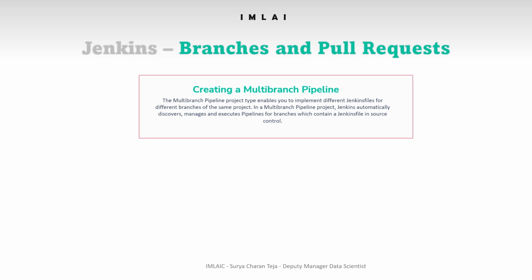The multi-branch pipeline project type enables you to implement different Jenkinsfiles for different branches of the same project. Jenkins automatically discovers, manages, and executes pipelines for branches which contain the Jenkinsfile in source control. This eliminates the need for manual pipeline creation and management. Anyway, we are not demonstrating this here, so we will do that in our mega project.